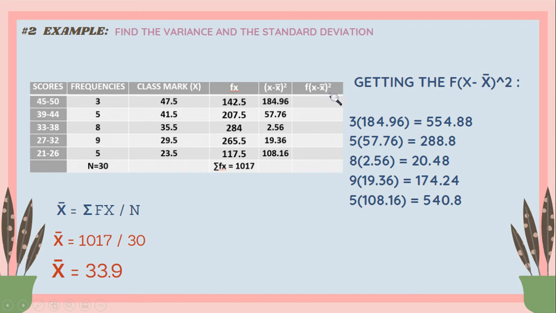So after finding the answers for this column, we are now going to solve for f times x minus mean squared. So just multiply the frequencies and the answers for this column. So 3 times 184.96 is equal to 554.88. And then 5 times 57.76 is equal to 288.8. And then 8 times 2.56 is equal to 20.48, and so on.